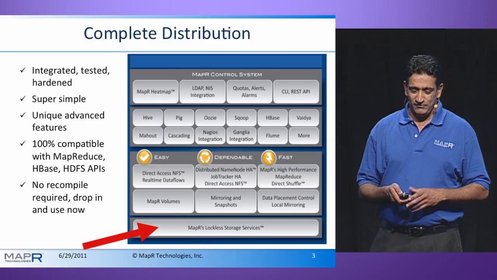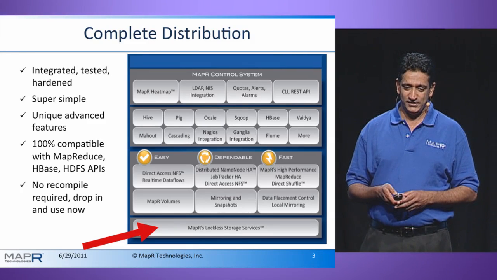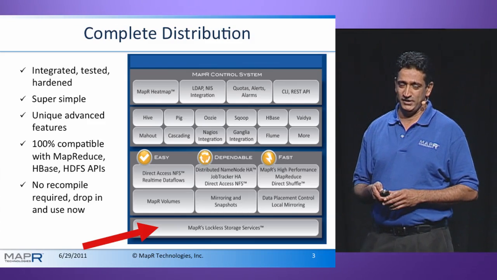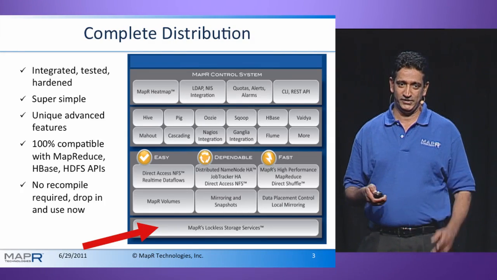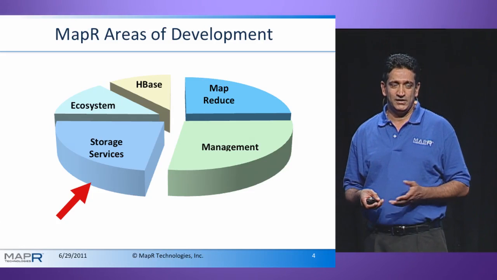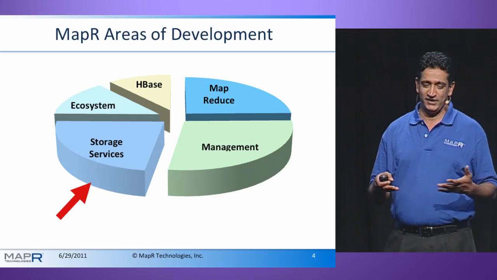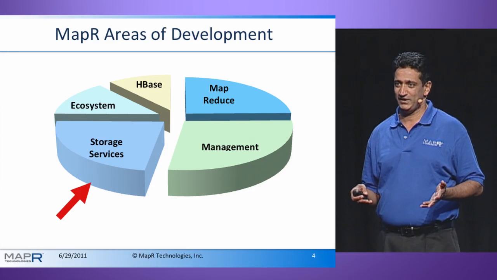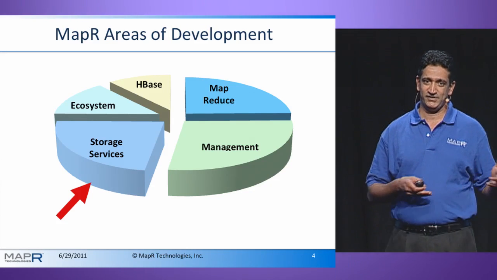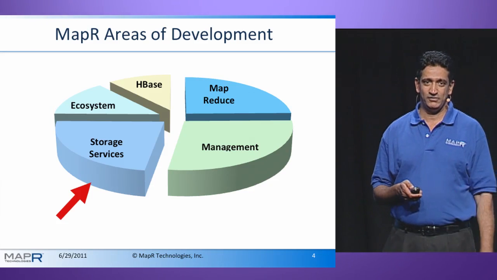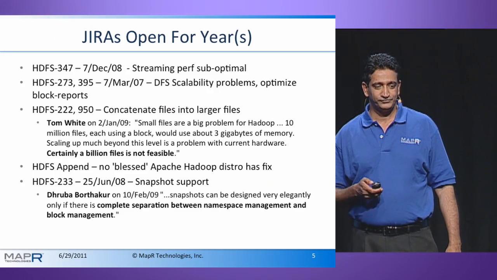So today, it's a 30-minute talk, so I'm going to focus on the lockless storage services and how the distributed name node is built. So just as another overview of what is MapR, our engineering is divided into all these different pieces. We work on HBase, MapReduce, the system management to make it easier, storage, as well as the rest of the ecosystem, things like the different languages. So like I said, today's talk will be on storage services.